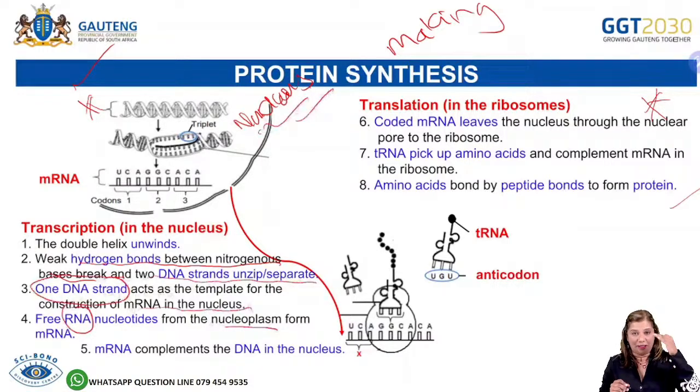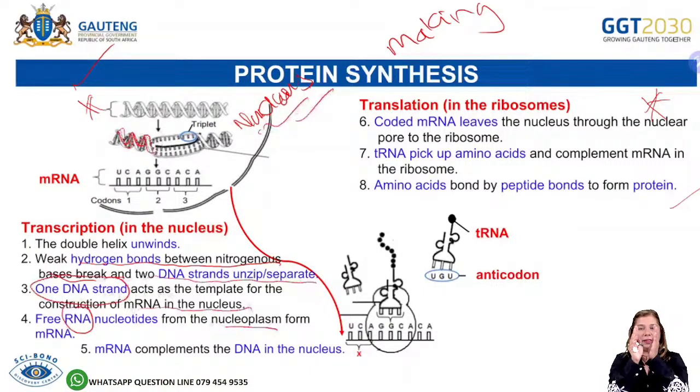This terminology and these steps, you must know it off by heart. Okay? You can't leave out anything. To form mRNA. So now that we spoke about the notes, let's look at the diagram to help us understand it. The double helix unwinds. There's the double helix, and we can see that it is unwinding.